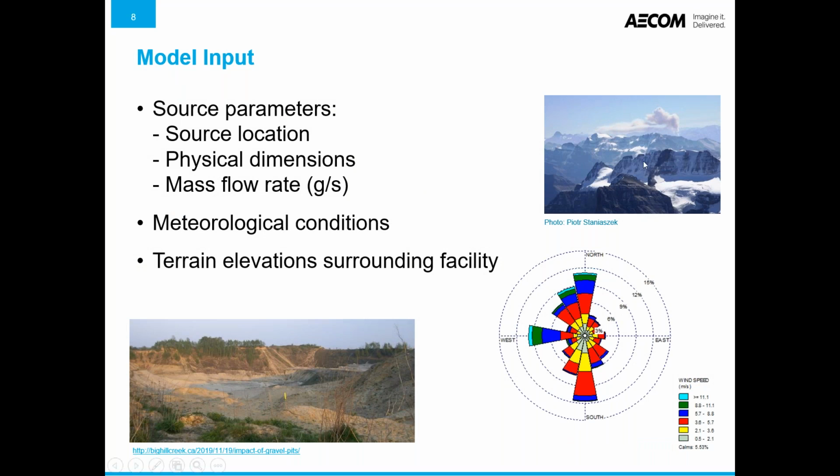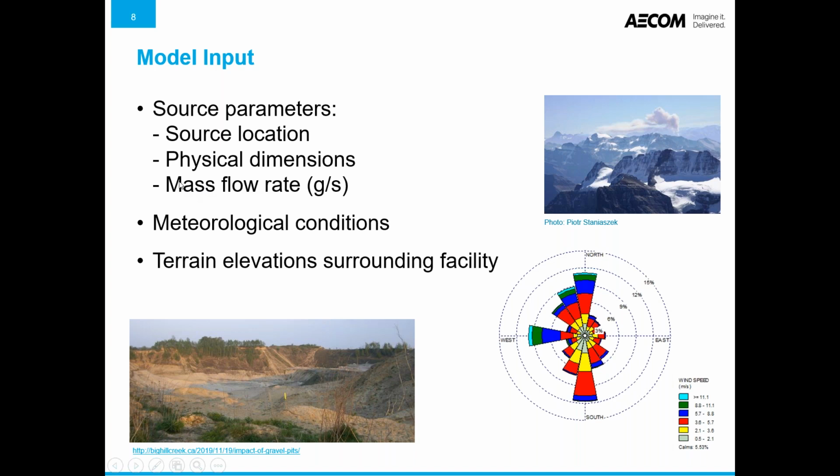For modeling, you could see this nice picture of the fire, but in the mountains. But then the similar plumes we could anticipate from the sources going from the surface. And in order to model those releases, we need to have source parameters, which is source location, physical dimensions, how big they are, and mass flow rate. That's very important. This is emission, which Randy mentioned before, that there's some challenge to get those correctly, especially for mining or gravel pit.